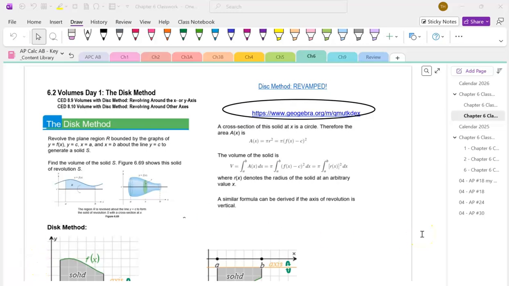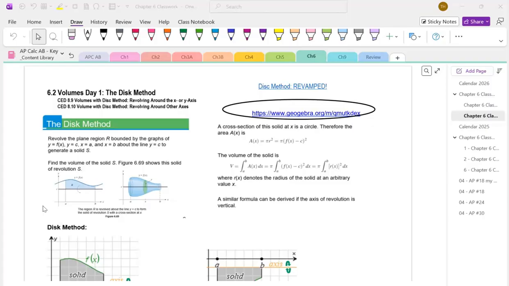In section 6.2, we're going to be covering 3 different types of volumes of revolution. The first method is called the disk method. After that, we're going to be doing the washer method. And then the third method is volumes by cross-section.